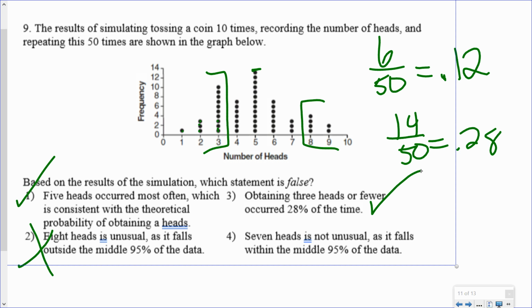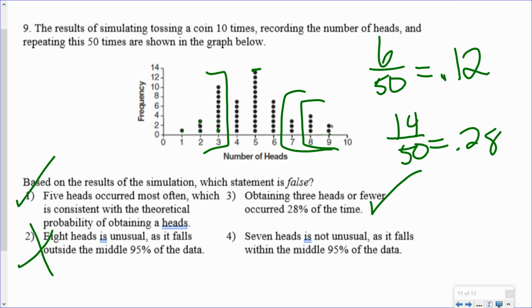7 heads is not unusual as it falls within the middle 95%. Well, if 8 is in the confidence interval, then 7 definitely will be. But I can count them up. 1, 2, 3, 4, 5, 6, 7, 8, 9 out of 50 is 0.18. That is more than 5%. That one works. That one doesn't.